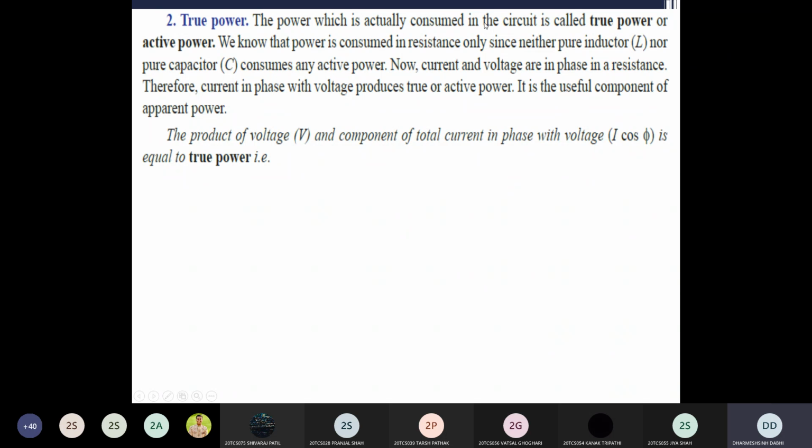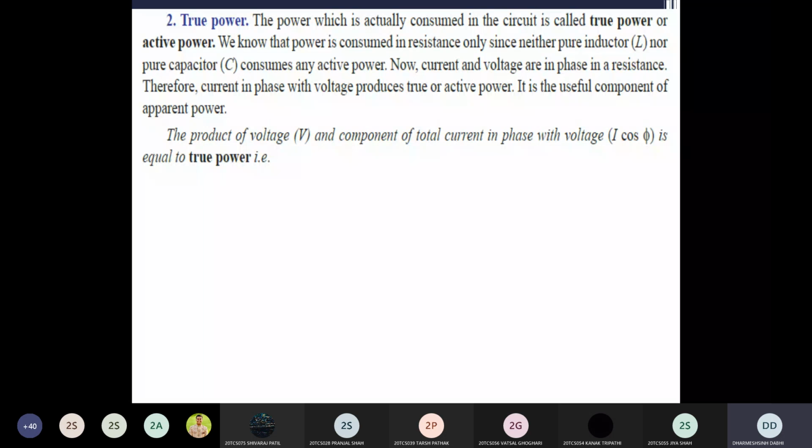If there is a resistive circuit or an RL circuit, inductor and resistance, power is only consumed in what? Only the resistance, because power cannot be consumed by the inductor or capacitor. So whatever power is consumed in the resistance, that power we call active power or true power. Clear? Because we know that power is only consumed in the resistance. Neither a pure inductor nor a pure capacitor consumes active power.